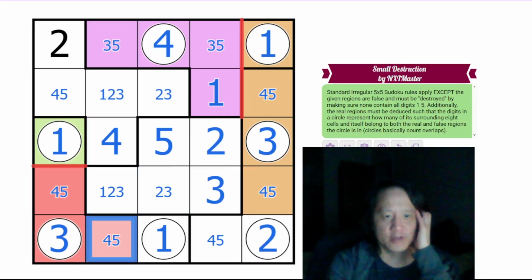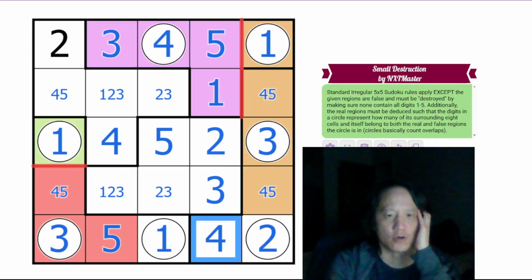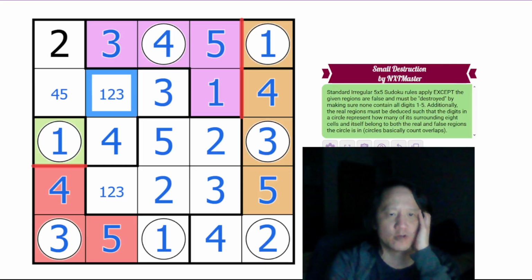This 4 eliminates 4 here, so it's 5, which makes this 3, which makes this 5, which makes this 4. This 5 eliminates 5 here because these are the same region, so this is 4, that's 5, that's 4. 3 eliminates 3 here, so it's 2 and 3. This can't be 1 or 3, so it's 2, which makes this 1.